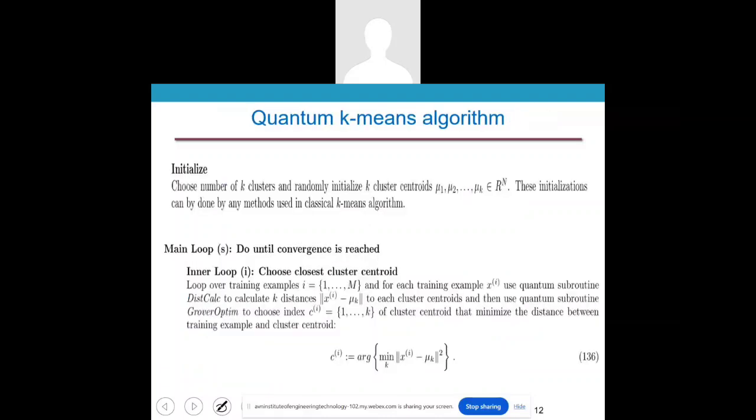So let us look at one simple algorithm. I'm not going into the details of the mathematics because this session is not sufficient to go in depth, but let me explain very briefly the k-means algorithm. Same as classical k-means, we choose the number of clusters, k, and randomly initialize the k centroids. These are the centroid values, all belonging to the data. That initialization process is the same. These initializations can be done by any method using a classical learning algorithm.